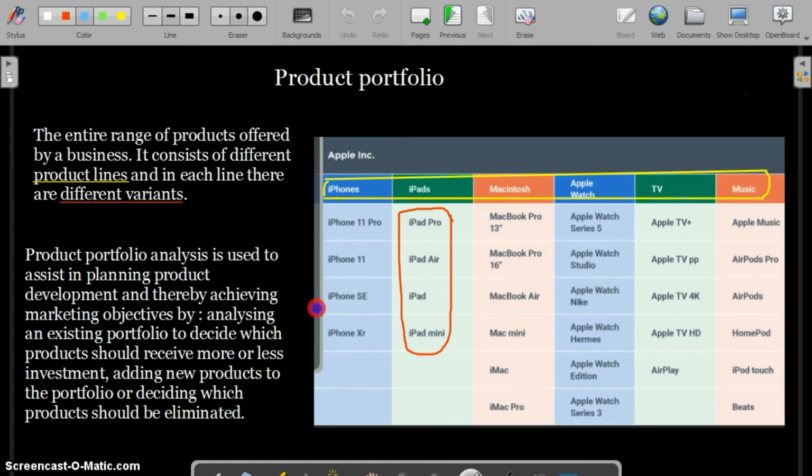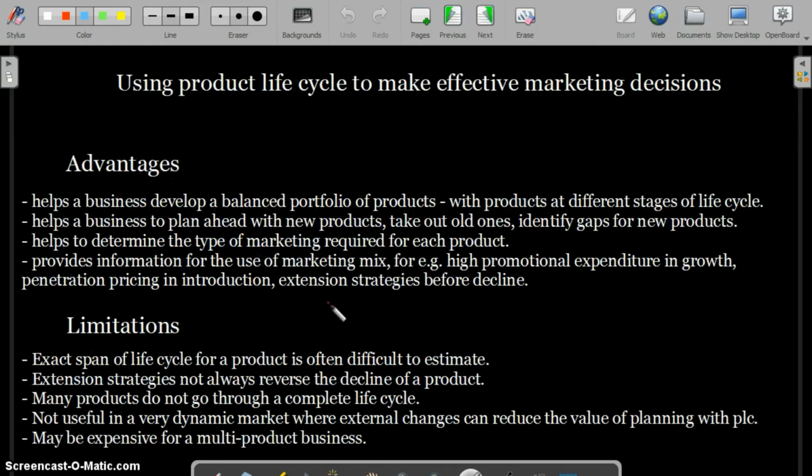Basic idea is that it helps in achieving market objectives by seeing what products the business currently has, which products are at a decline stage that should be eliminated, which products need more growth, they are at growing stage, so they need more promotion, more distribution, and stuff like that. Now back to our product life cycle.